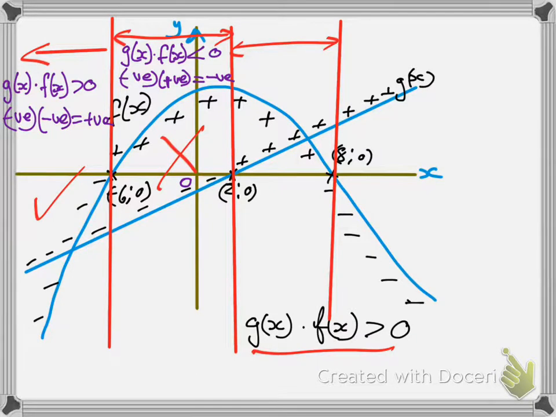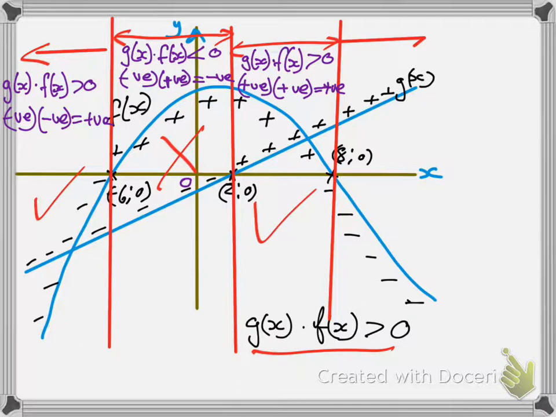Moving on to the third zone, the zone between 2 and 8. In this zone, g of x multiplied by f of x is going to be greater than 0, because g of x will be positive and f of x will be positive. Positive times positive gives you a positive, which is greater than 0. So this zone satisfies the inequality.